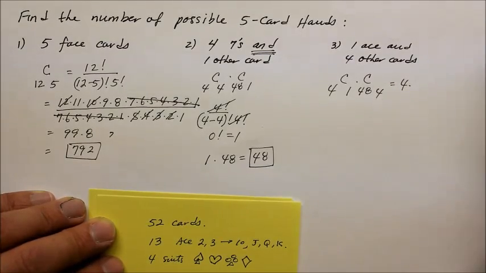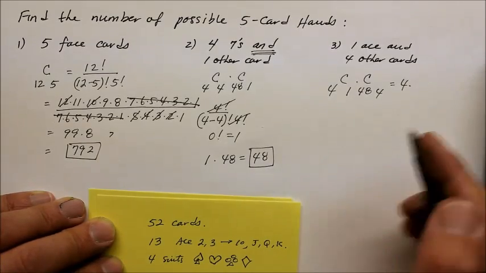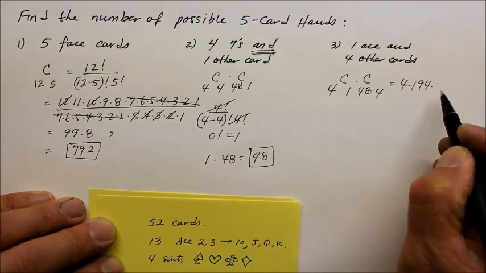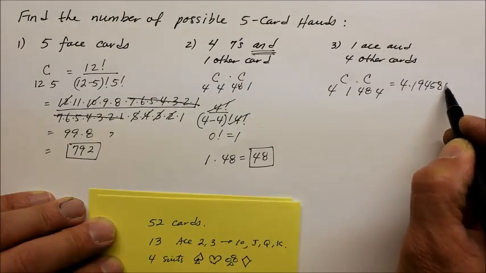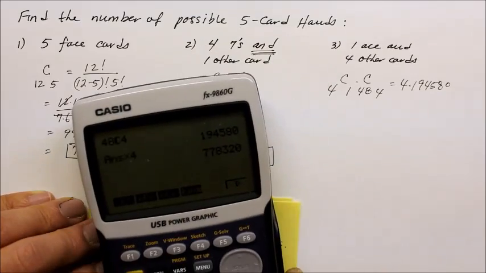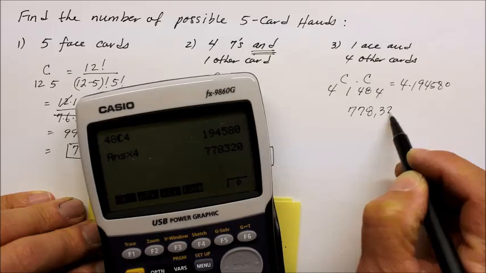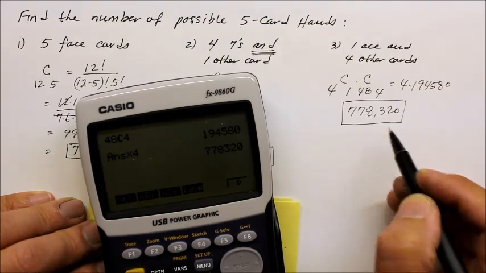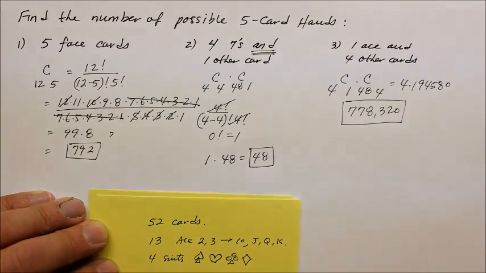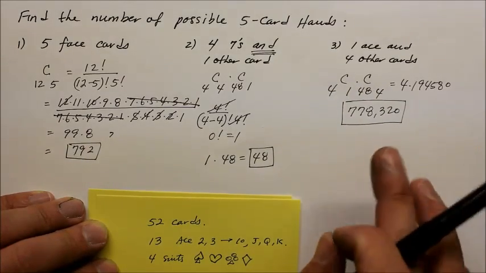48 choose 4. Let me use a calculator for that. The combination of 48 choose 4 gives us 194,580. If you multiply that times the 4, the total number of ways of holding this hand is 778,320 possible 5-card hands, where you have 1 ace and 4 non-ace cards. So there you have it.